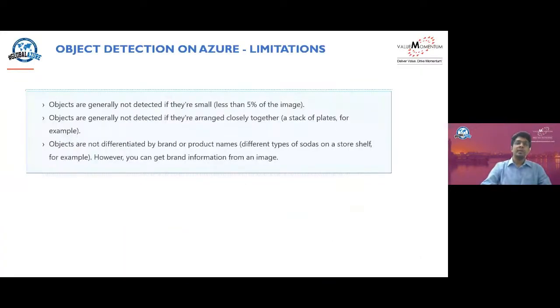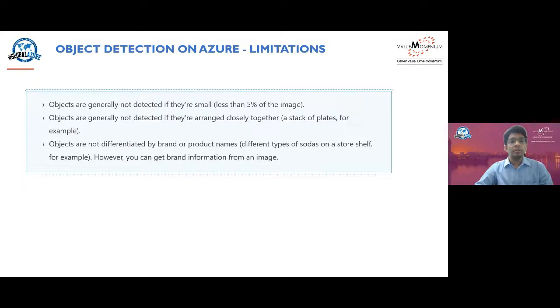The limitations on Azure are predominantly the same limitations that apply to object detection in general. If objects are very small, less than 5% of the image, normally they will not get detected. If they're very closely stacked together, like a stack of plates, individually you will not be able to come up with the object and its position.